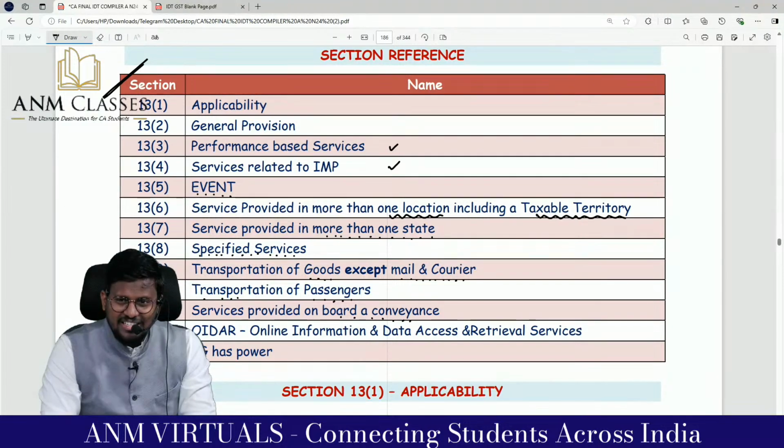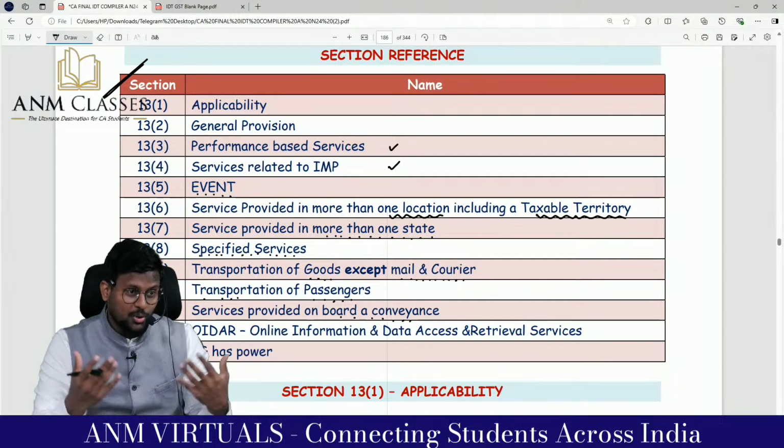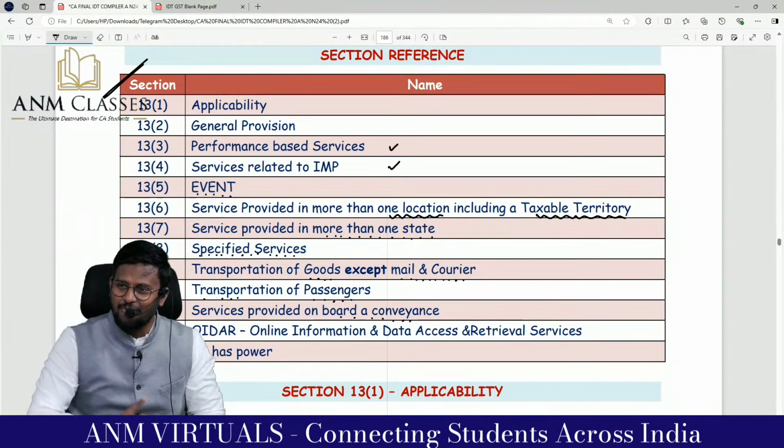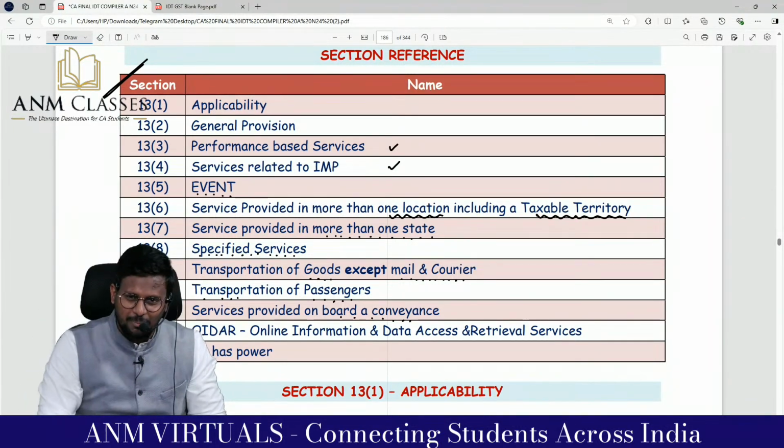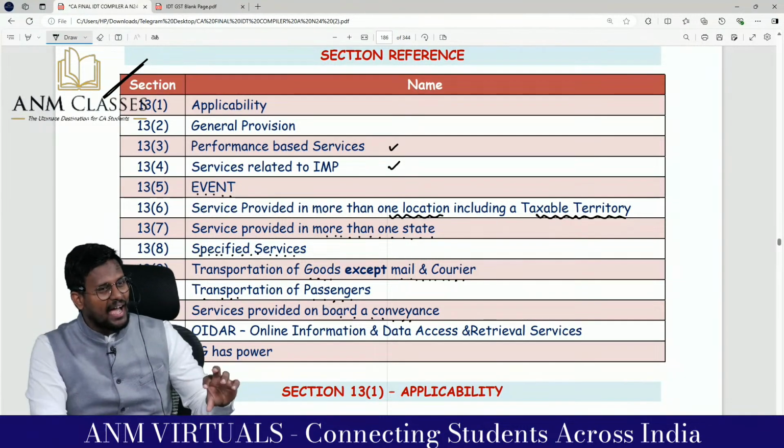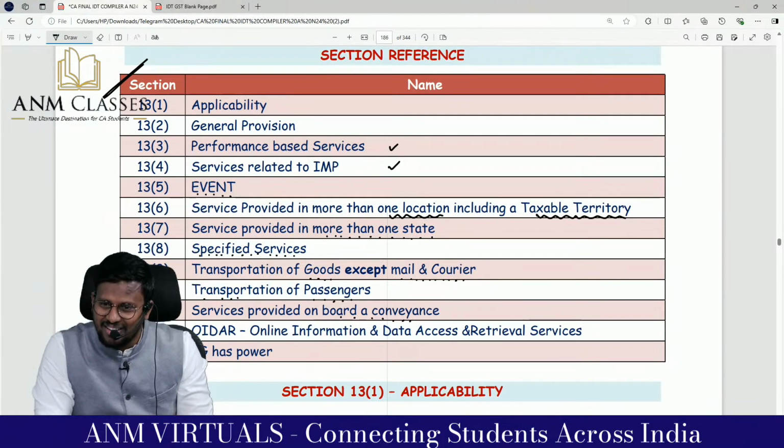13.13. Central government has the power to add more sections to clarify the section. We may say that for this item, these are the place of supply. Like that they may add. They have added also.